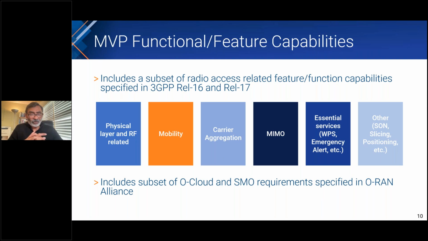And then the second bullet, so this is all about the radio access capabilities. The second aspect that is also captured under functional and feature is we also include a subset of OCloud and SMO requirements that have been specified as part of the ORAN Alliance specifications. So that gives you a broad overview of the kind of functional and feature requirements that have been captured in the MVP.